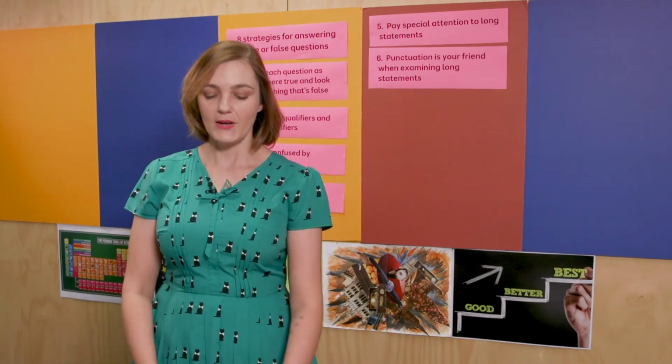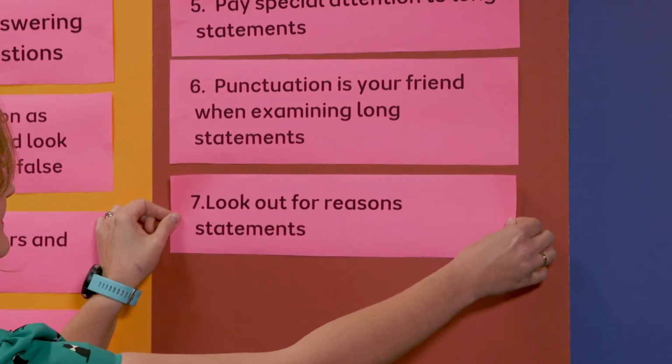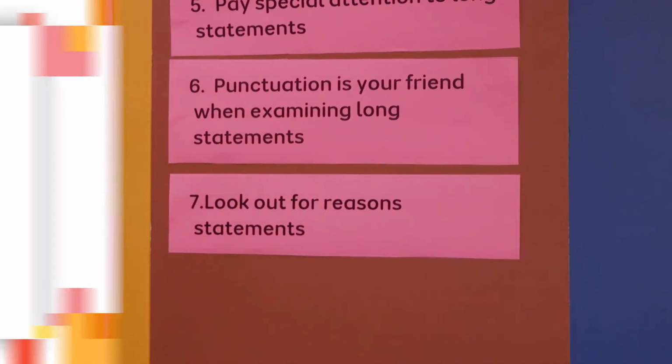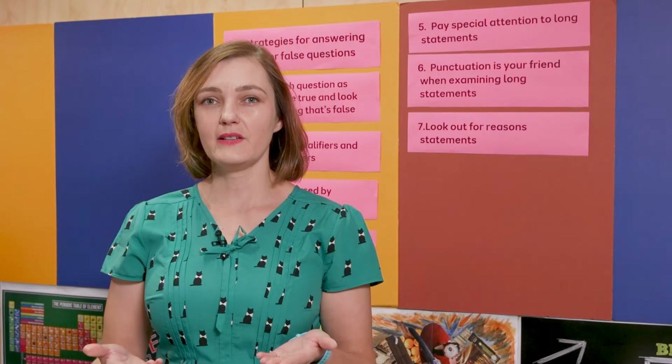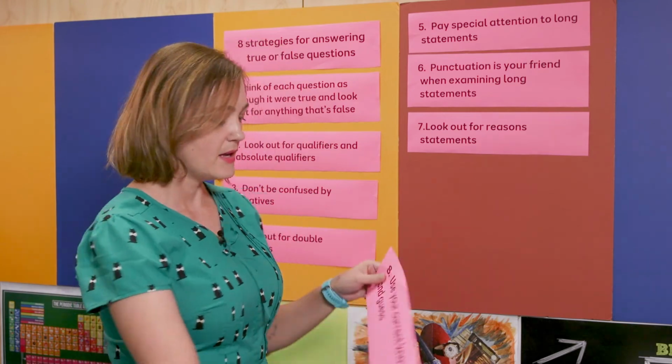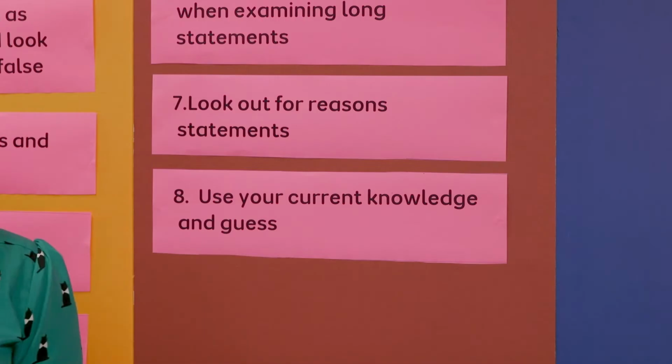Strategy 7. Questions that state a reason tend to be false. Words like because, reason, and since often indicate a reason statement. Finally, strategy 8. Use your current knowledge and make an educated guess.